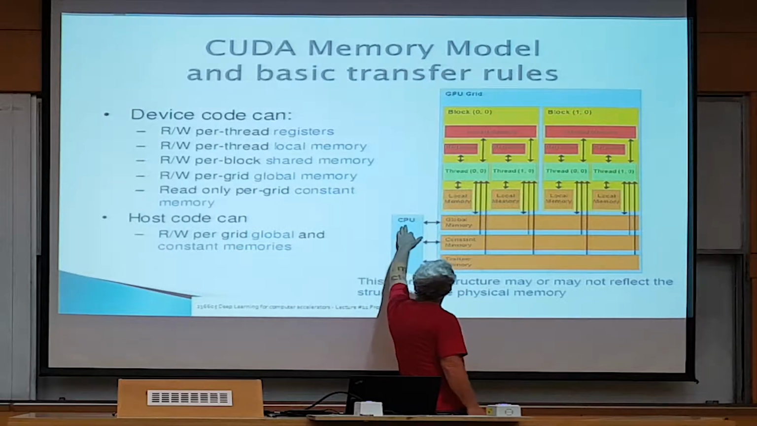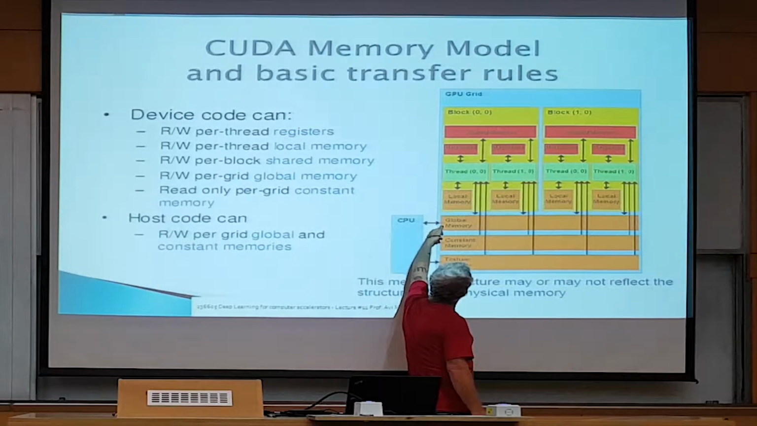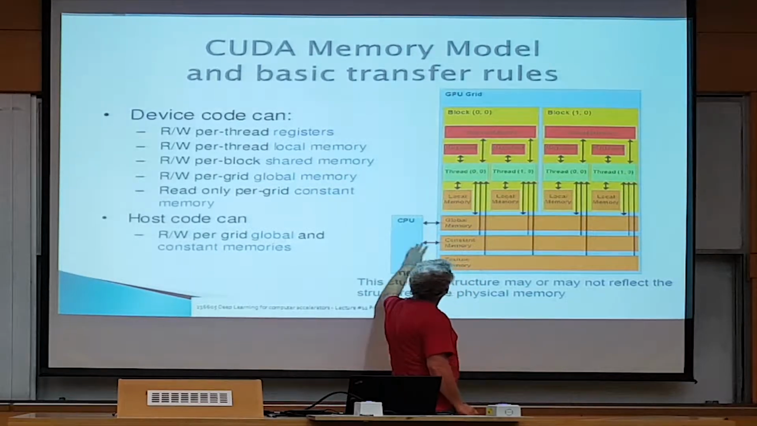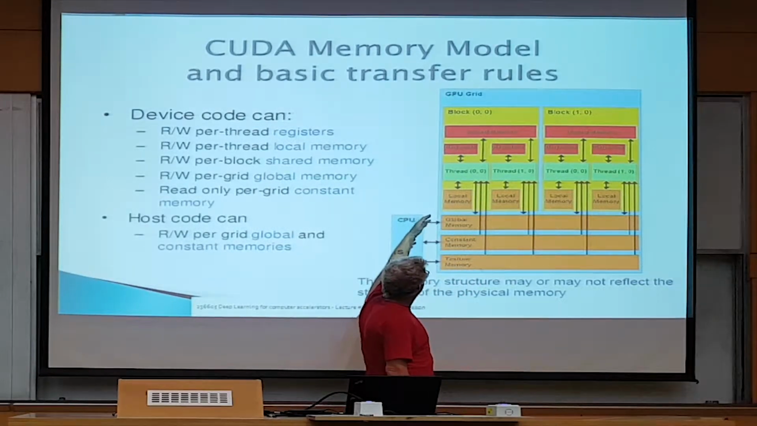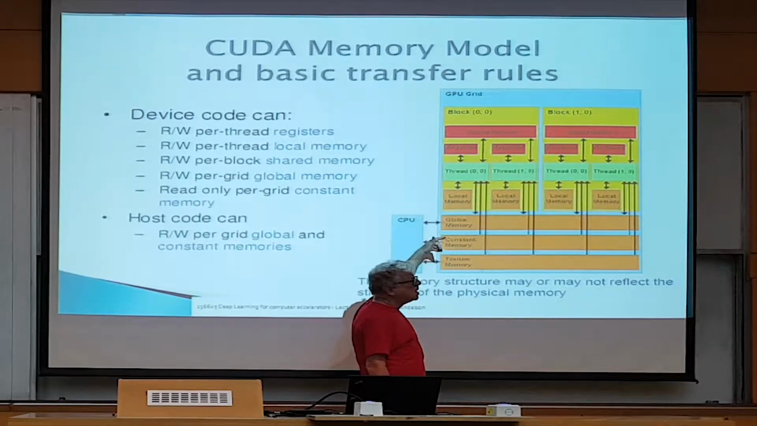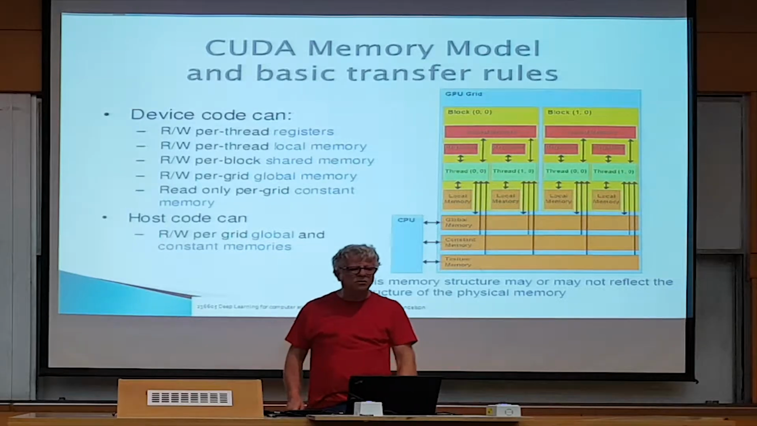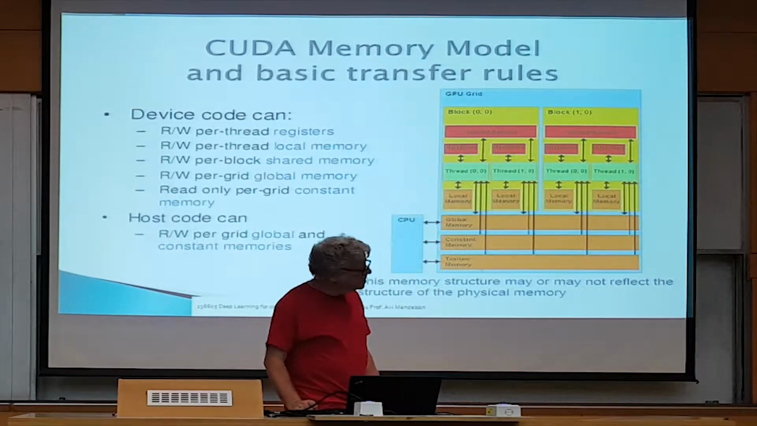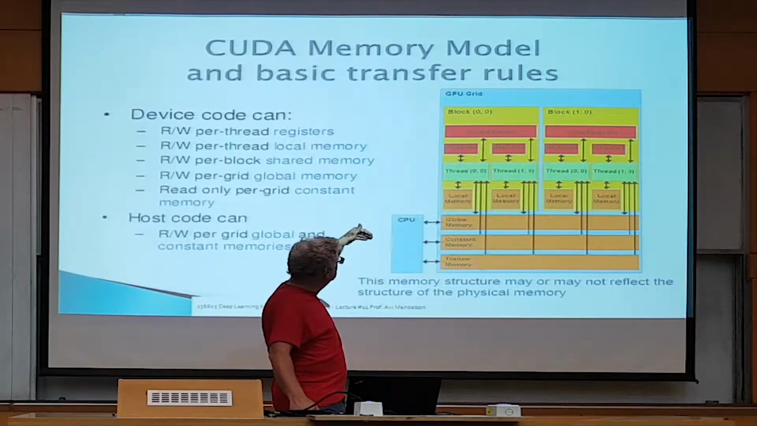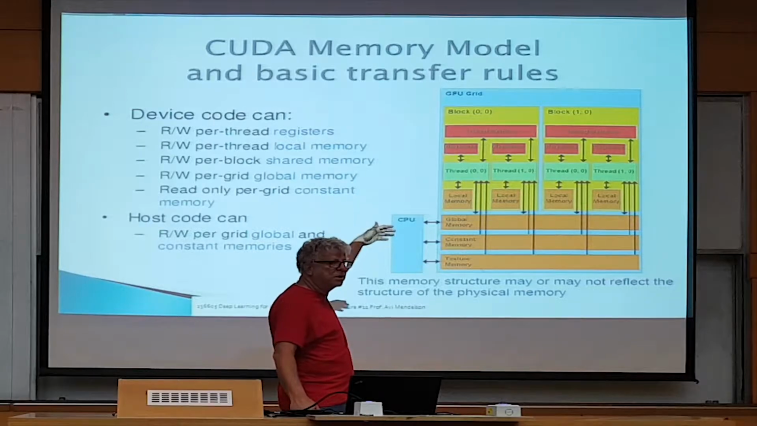Now, the CPU can access the global, the constant and the texture memory. On the other hand, it takes the GPU up to 1,000 cycles to bring something from the global memory to the inside. This is the reason that they started putting also L1 and L2 caches.